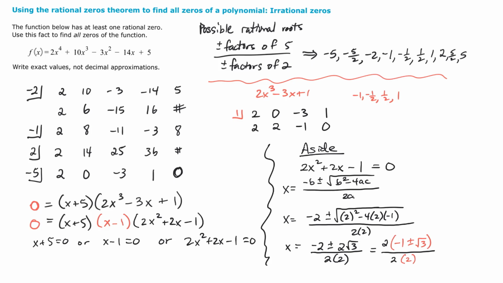Let's write all the zeros here. x is equal to negative 5. x is equal to 1. And we have x is equal to negative 1 plus or minus root 3 over 2. So 4 zeros altogether. We could circle our answer now, and we are in good shape.